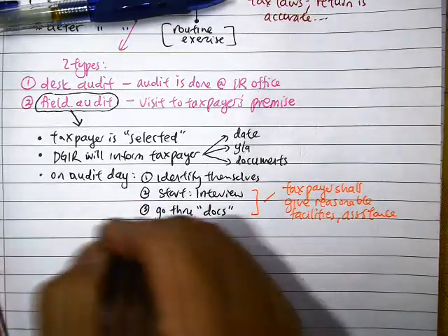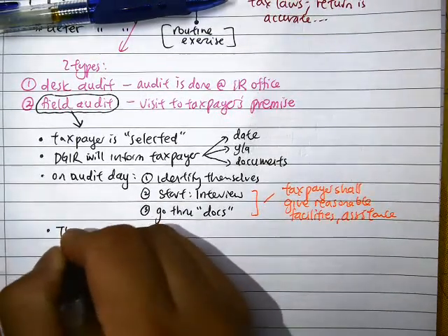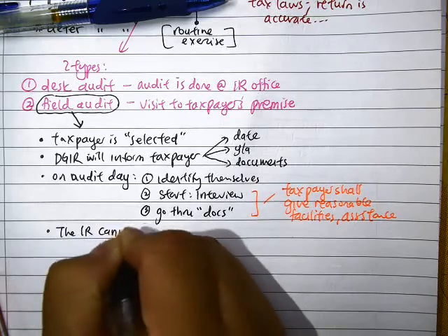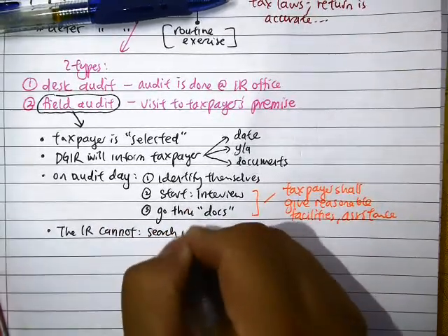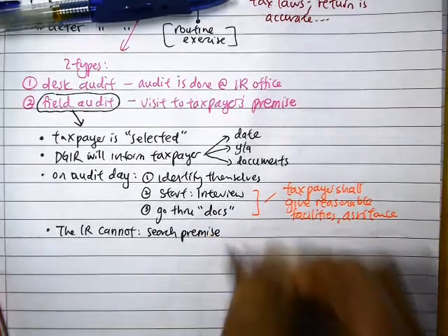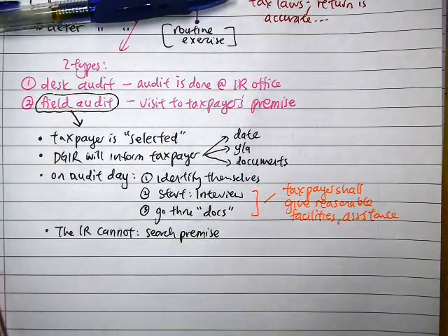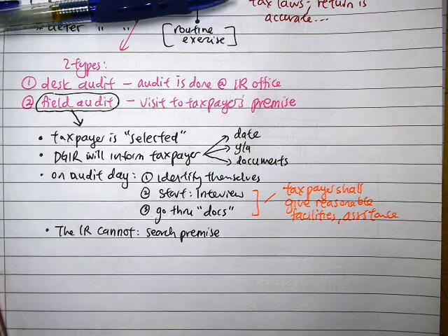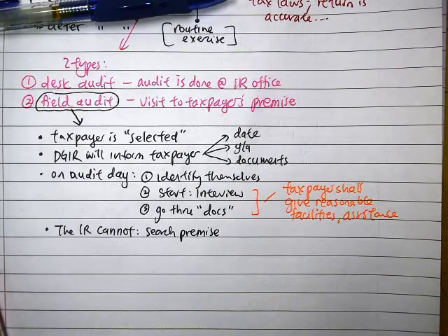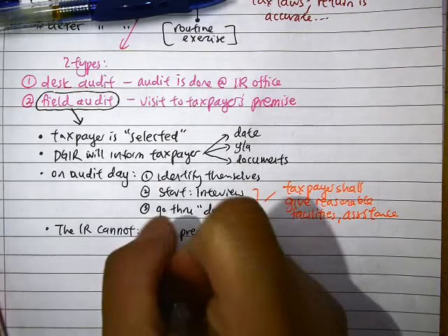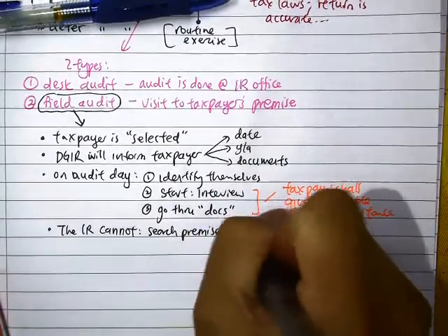Okay, during the audit, the Inland Revenue Officer cannot, this is not allowed, they cannot search your premise. So they cannot go and start searching around and ambush and take all the things. They can't search your premise. They can access anything that you give them permission.